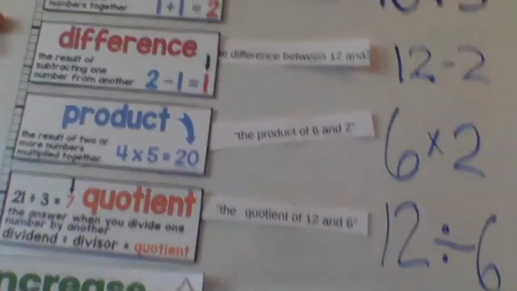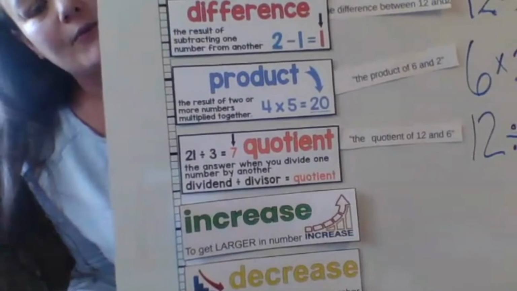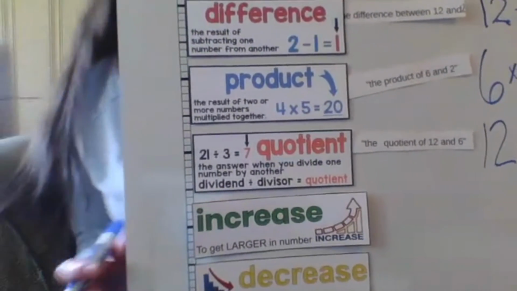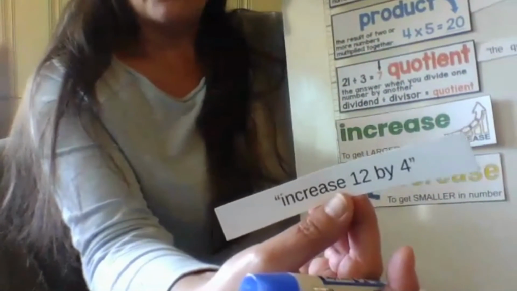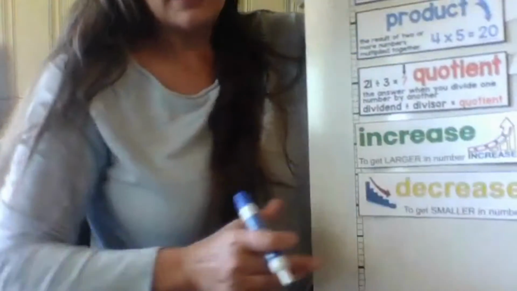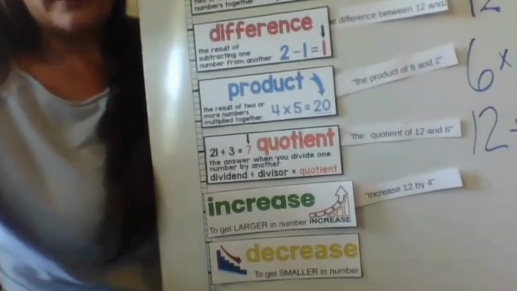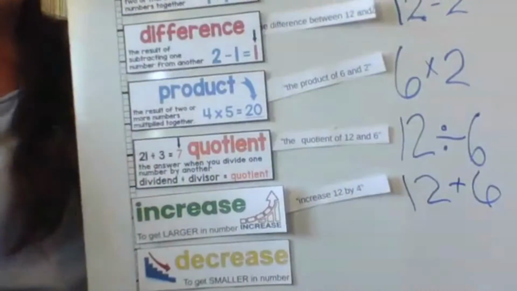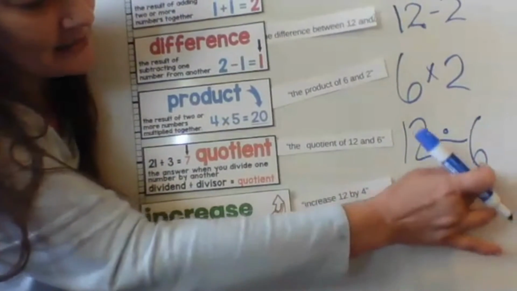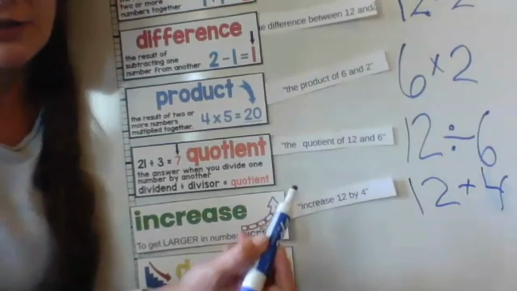Now, there were 2 other words that I wanted to review with you. And that is increase and decrease. When we see increase, that means that whatever we're working with goes up in value or goes to a higher number. In word form, that might look like increase 12 by 4. So we're increasing 12 by 4, and that would look like 12 plus 4. So increase means to go up.